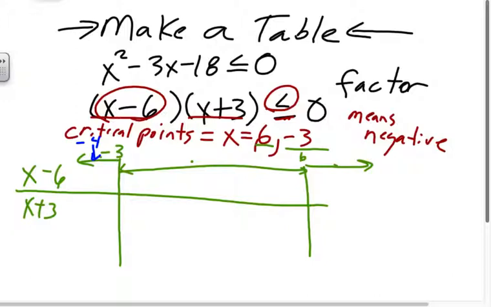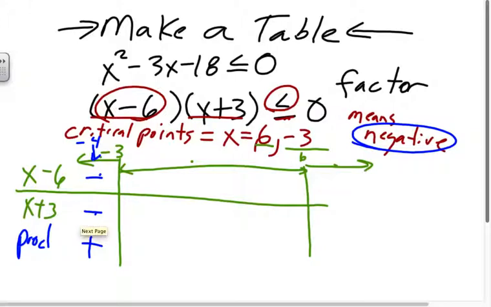So negative 4 minus 6 is going to be a negative. Negative 4 plus 3, again, is going to be a negative. And then you need to look at the product of the two. So a negative times negative is going to give me a positive. Now, what I know is I'm looking for negative values. So what that means is that any x value in this range that's less than negative 3 is not going to be a solution. So those are not going to work.